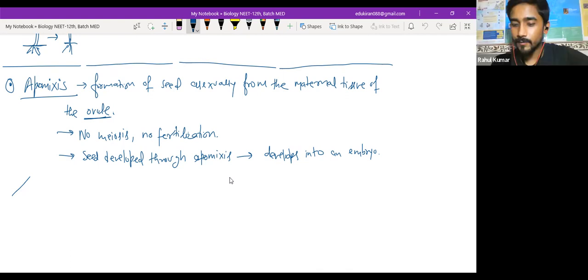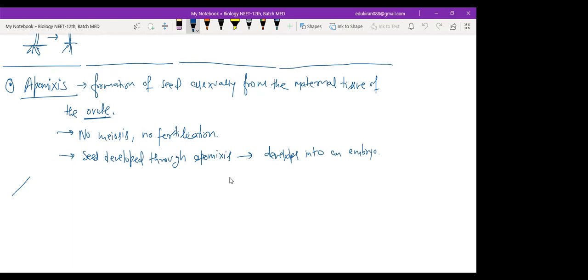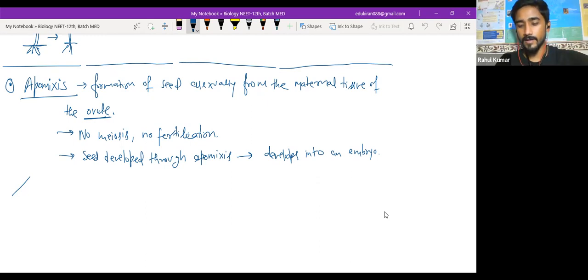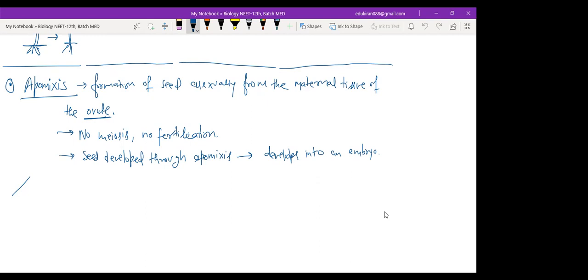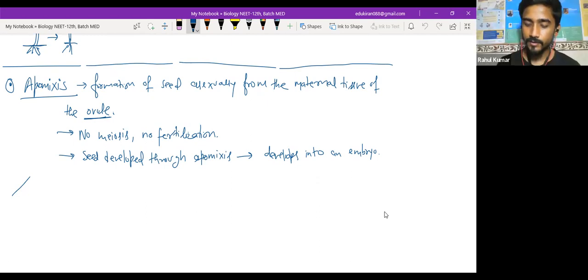It happens in very few plants. It does not have both the gametes, but I'm asking what you think is the benefit of doing this?